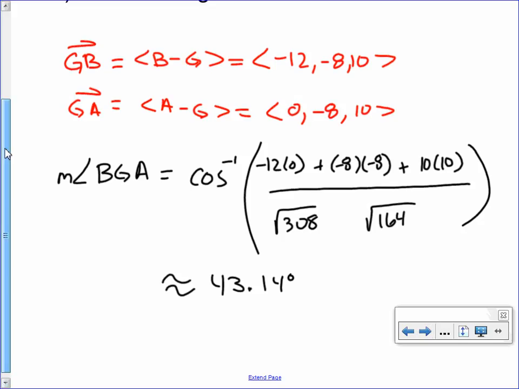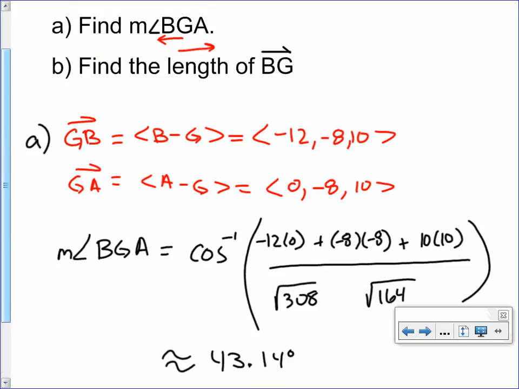Oh, that was just part A. Well, part B says find the length of BG, and we did it. The length of BG is right here. What's that? 144 plus 64 plus 100 is. What is it? Oh wait, yeah.